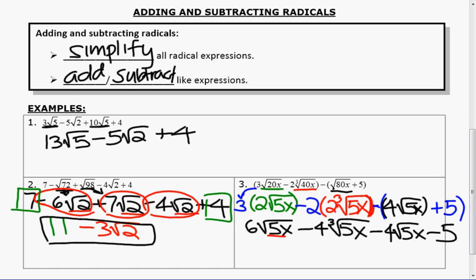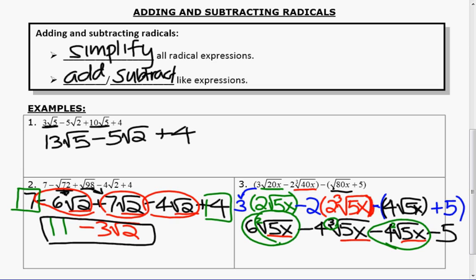So all three of these have 5x as the radicand. But are they all like terms? No, because one of them has an index of 3. These two, remember, if there's nothing there, it's a 2. So these two have the same index, this one and this one. But the one in the middle, I'm going to circle this whole thing, has an index of 3, so that cannot be combined with the other two.